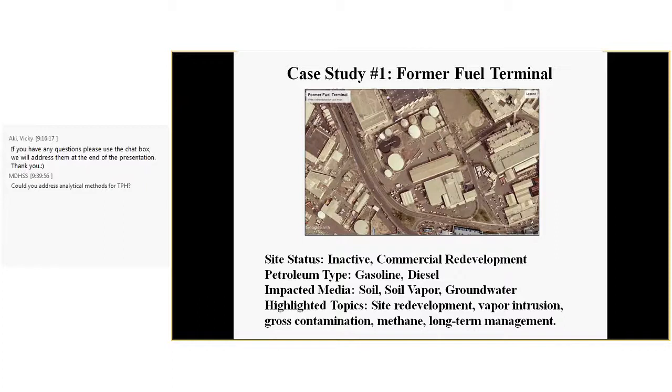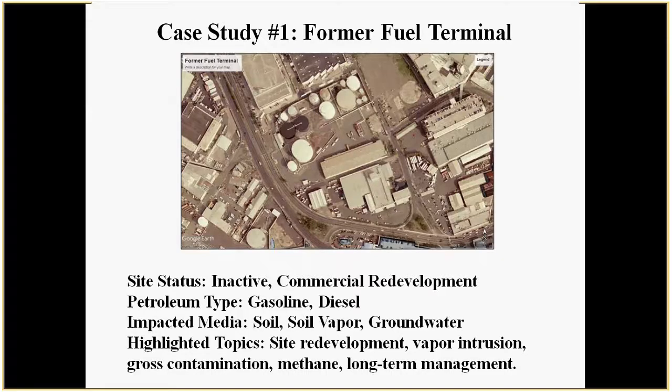Petroleum type released at the site: gasoline and diesel. Gasoline was mainly stored in these large tanks here. There was some diesel, but this area is more contaminated with gasoline. Along the highway here, there were a lot of fuel pipelines that serve this general commercial industrial area, and these mainly had jet fuel and diesel associated with them. So you had gasoline contamination in the upper part of the site, diesel contamination, especially along the pipeline on the highway. Some of the highlighted topics we look at were site redevelopment, vapor intrusion, gross contamination, methane generation, and long-term management of the site, because they never clean up everything at the site.